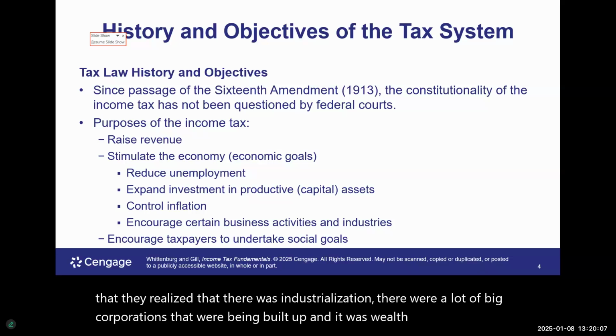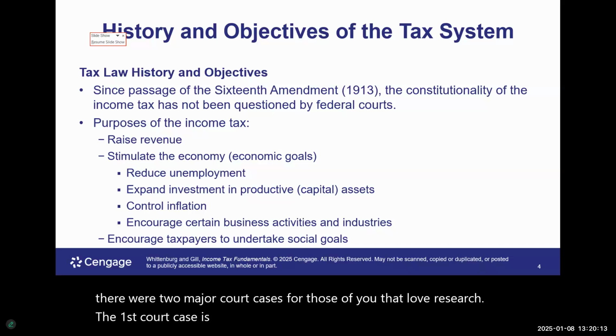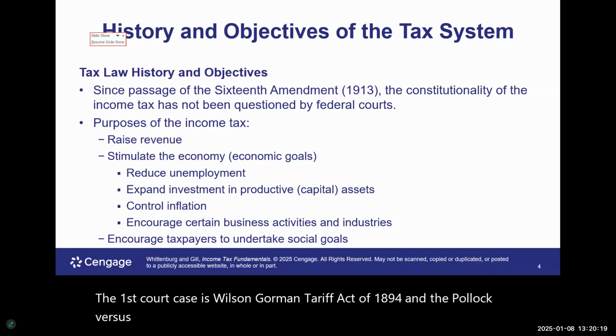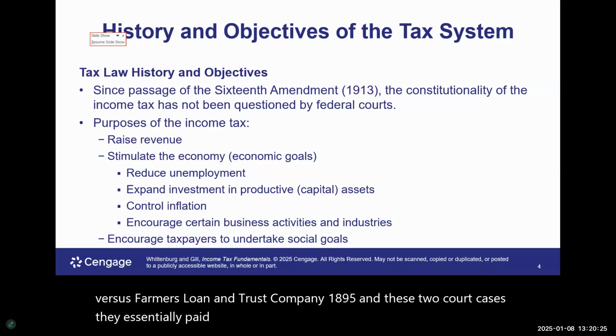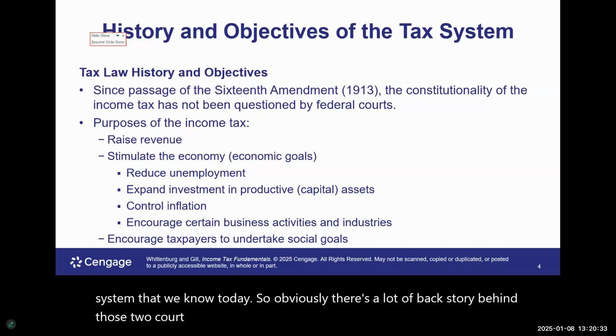So there were two major court cases, for those of you that love research. The first court case is Wilson-Gorman Tariff Act of 1894, and the Pollock versus Farmers Loan and Trust Company, 1895. These two court cases played a pivotal role in shaping the federal income tax system that we know today. Obviously, there's a lot of backstory behind those two court cases. The 16th Amendment, however, essentially made it legal.